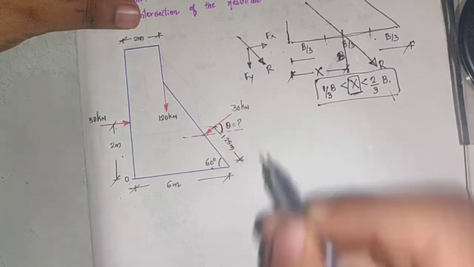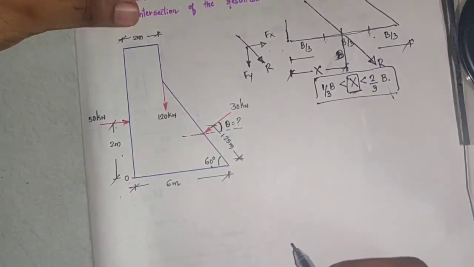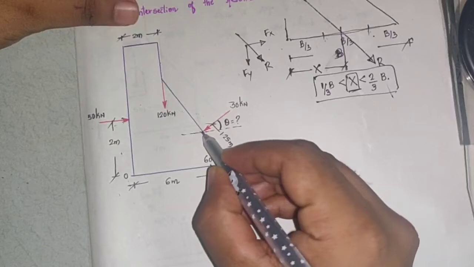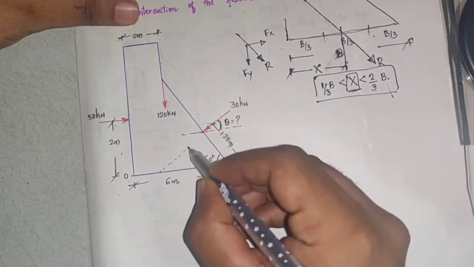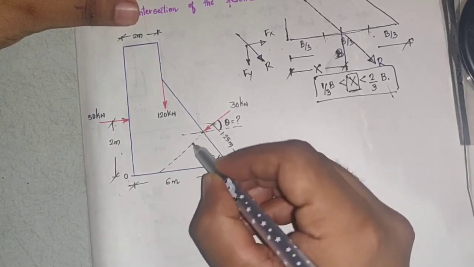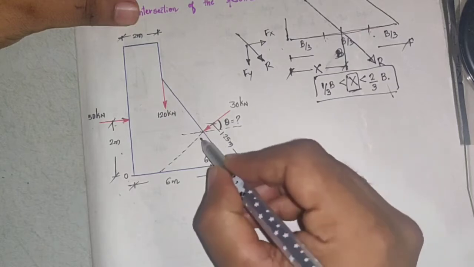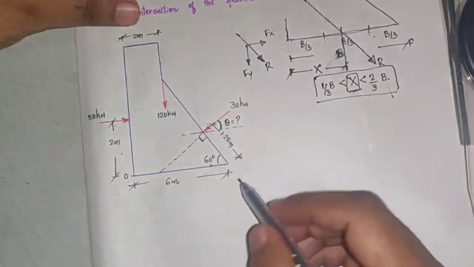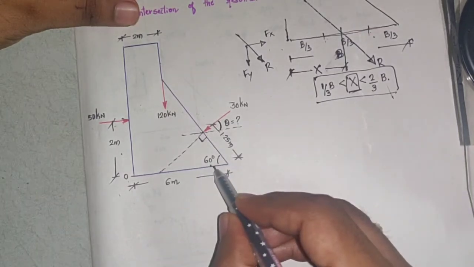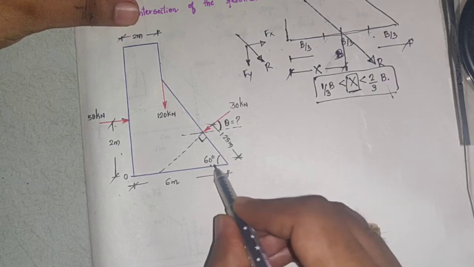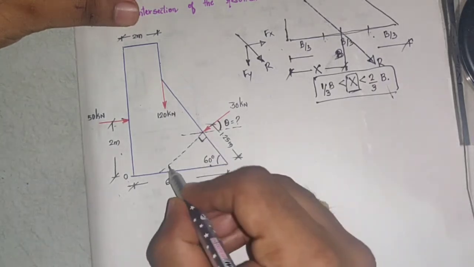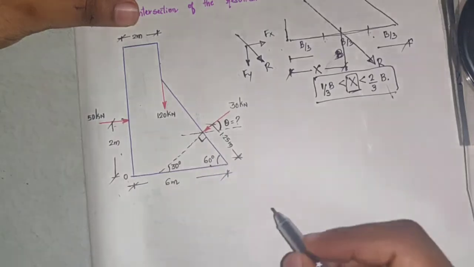I should know what this angle theta is. To determine theta, I'll extend this line such that it forms a right angle triangle. Now if this is 30, this is 60, this is 90, what is this angle? This angle is 30 degrees.